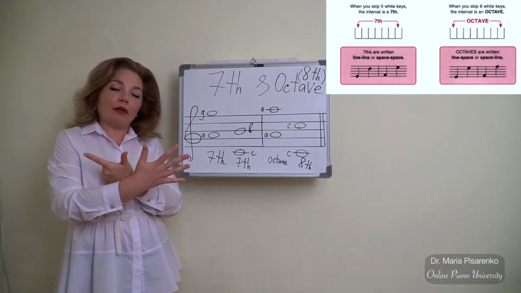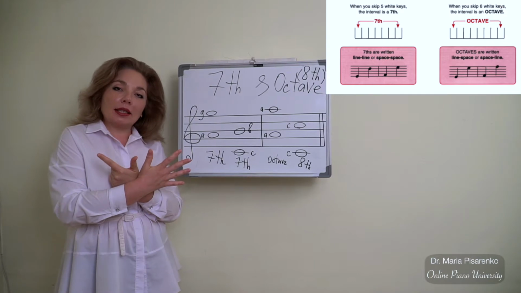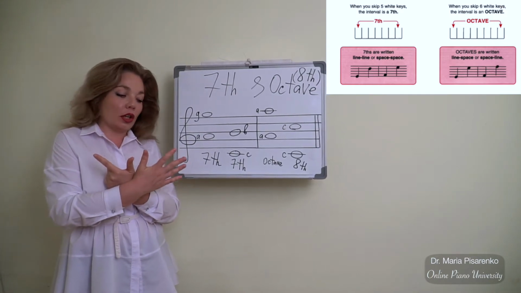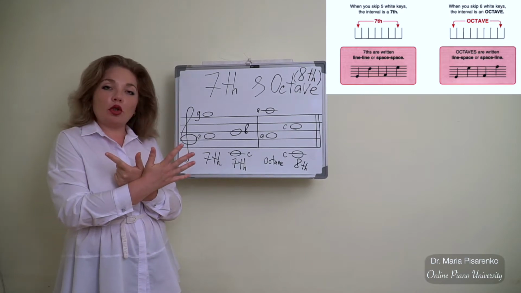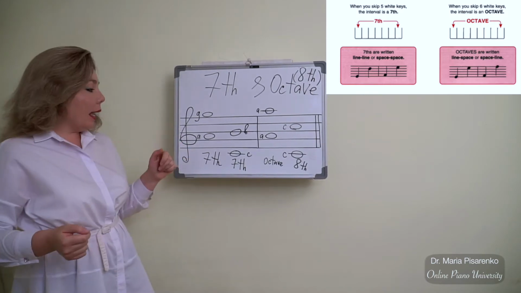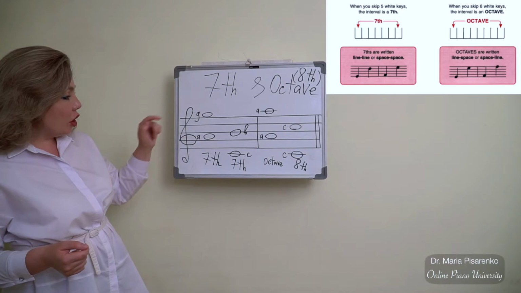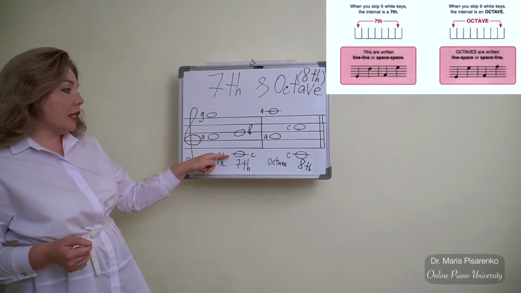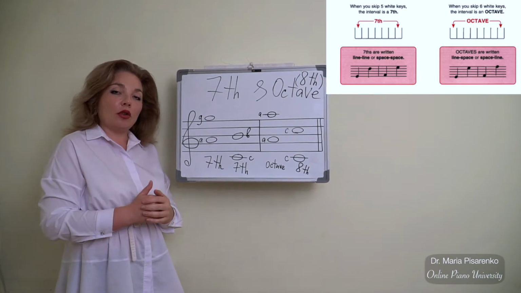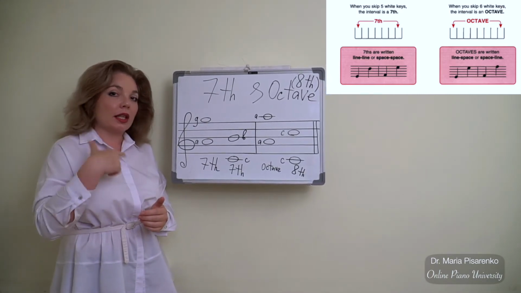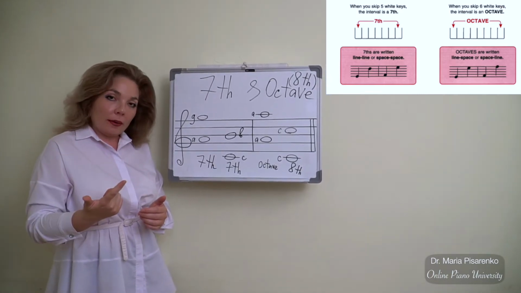So you will have 7 letter names in alphabetical order. The distance between A and G is going to be called a seventh. So you can have A to G, or you can have C to B. You can start on any key, any note. Just remember your letter names in alphabetical order.